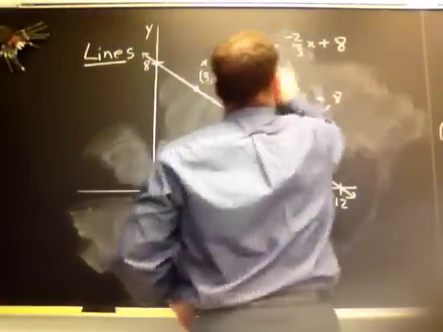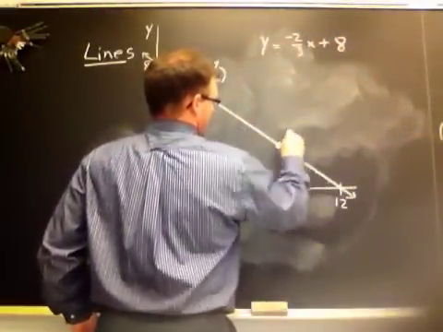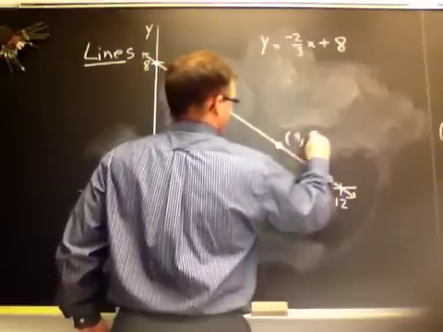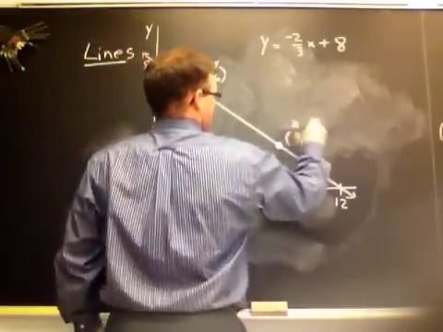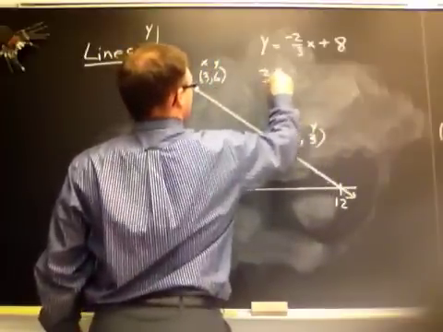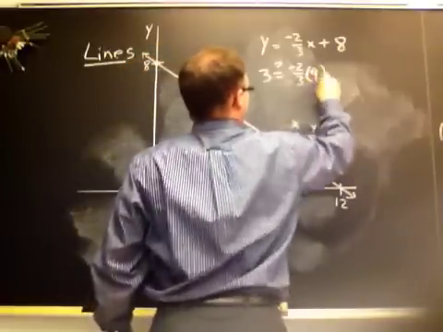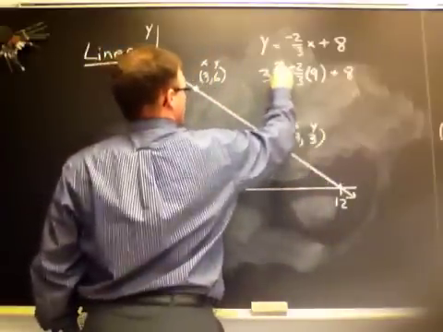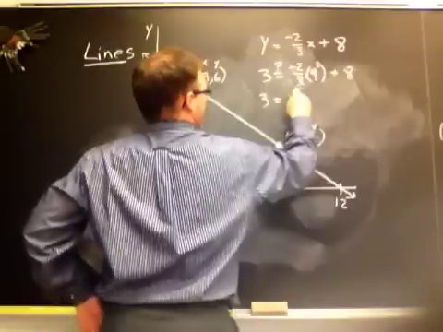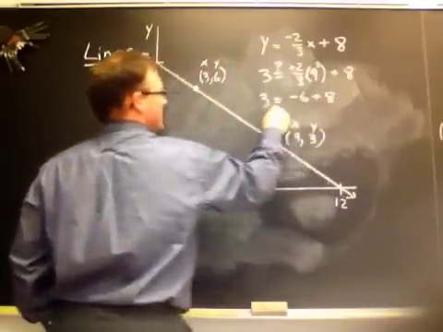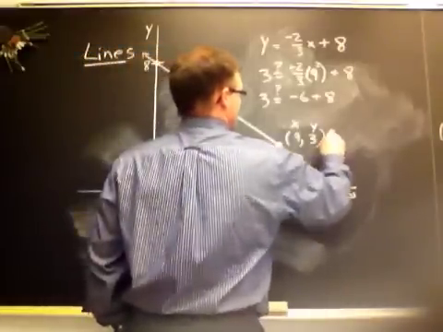Let's try the same kind of test for a point around here. I think this point is actually going to be something like (9, 3). Looks about right. Well, let's test it out to see. Is 3 equal to -2/3 times 9 plus 8? Well, the 3 cancels with the 9 and it's going to give me -6 plus 8. Is 3 equal to -6 plus 8? No, that's false. So that means it's not on the line.